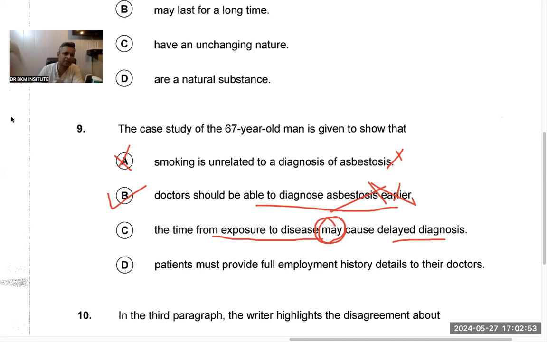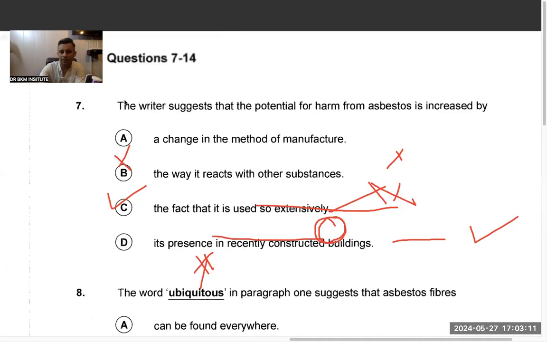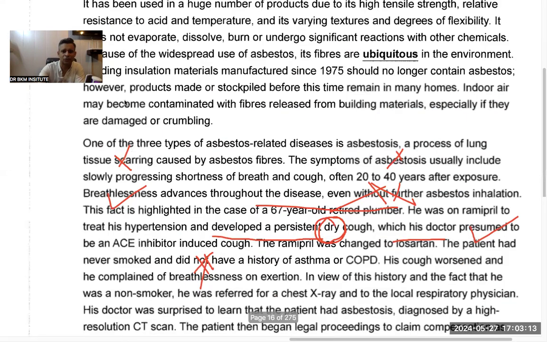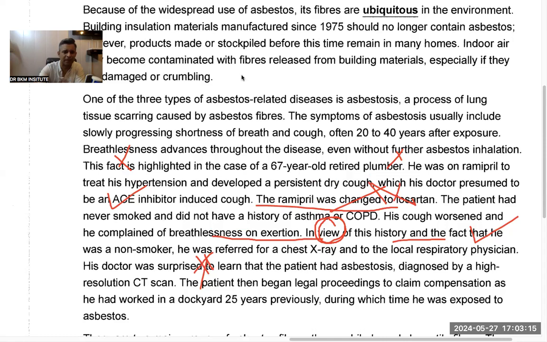Patient must provide, must cannot be our answer. So in the final exam, guys, this is something for you to learn. May has the bigger chances, must has the least chances. Patient must provide full employment history. No, they were just trying to say that asbestosis happens after a long time. I will read it again for you. I will not compel you to do that. Rather, I should read it for you. What is the main point of the story?